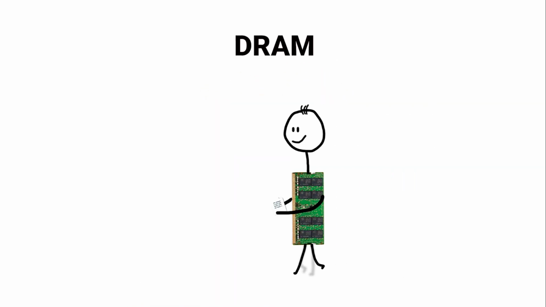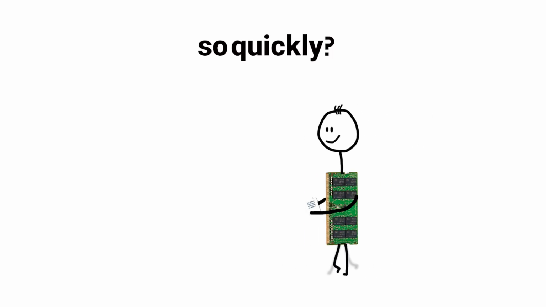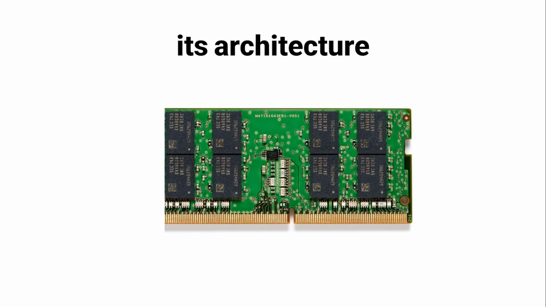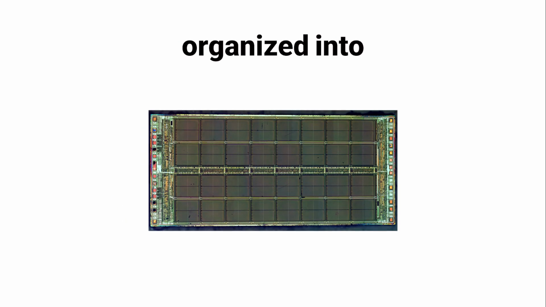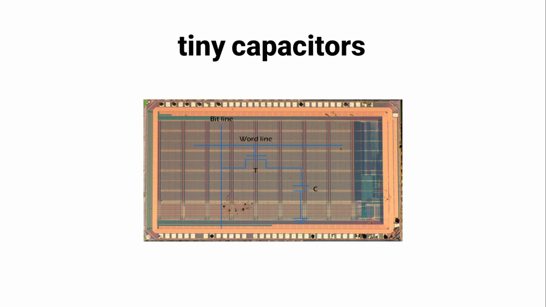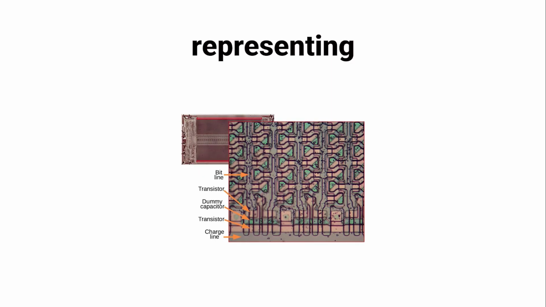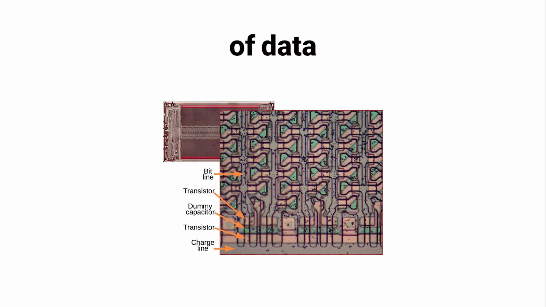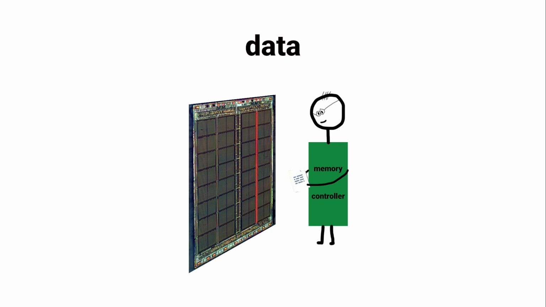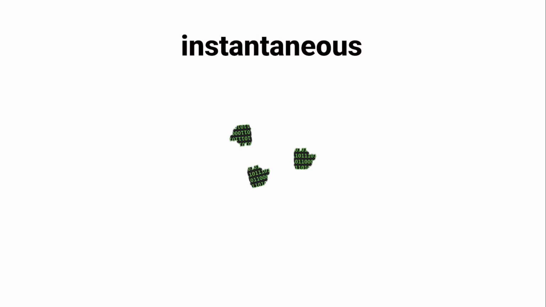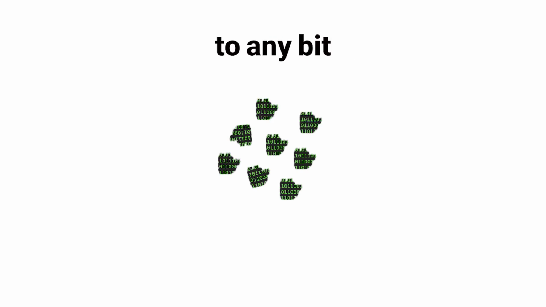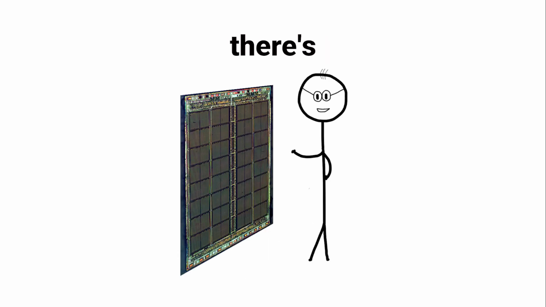So, how does DRAM store and access data so quickly? The secret lies in its architecture. DRAM is organized into a grid of tiny capacitors and transistors, each representing a single bit of data. To read or write data, your computer's memory controller selects the appropriate row and column in the grid, allowing for near instantaneous access to any bit. Oh, but hold on. There's more to this story than just rows and columns.